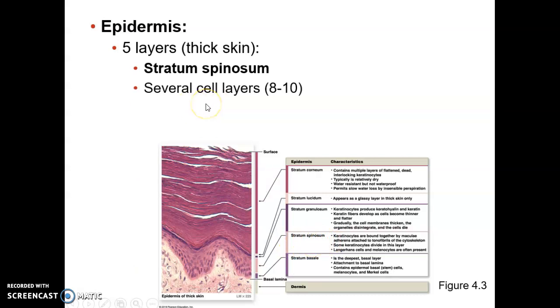It is several cell layers thick, up to 10 cells thick, as you see here. All of this part is the stratum spinosum. There's some mitosis that occurs there, but most of the mitosis is in the stratum basale.